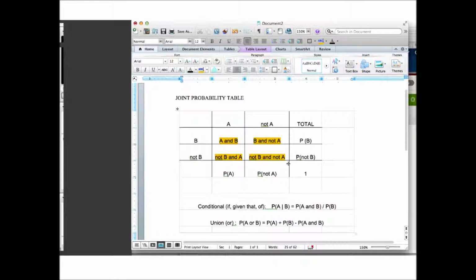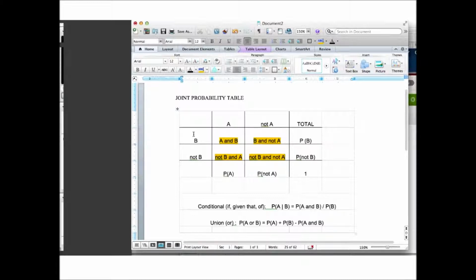So realize that the event you write on a row, the end of that row will be the marginal probability for that specific event. So B is in the second row, all the way to the end on the right, in the column that says total, we have the marginal probability for B. And we will do the same for P of not B. Now, when we get to the column, A is on the second column. At the bottom of A, all the way to the last cell, we have the marginal probability for A.